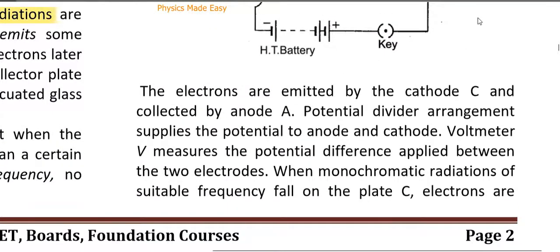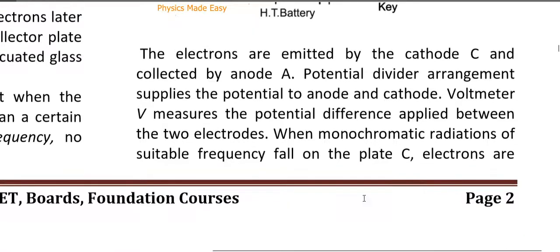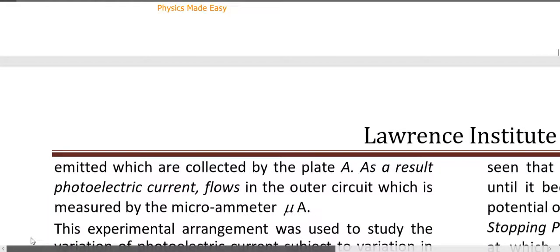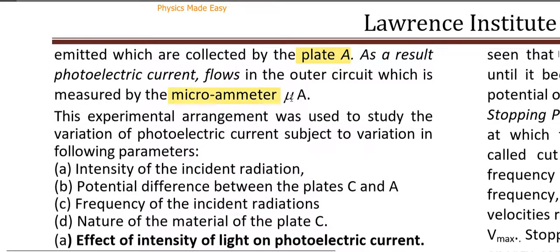So this is the formal theory. Electrons are emitted by the cathode and collected by the anode. The potential divider arrangement supplies potential to the anode and cathode. The voltmeter measures the potential difference, and monochromatic radiation of suitable frequency or wavelength is made to fall on the cathode, and electrons are collected at the plate. As a result, photocurrent flows, which is shown in the microammeter.